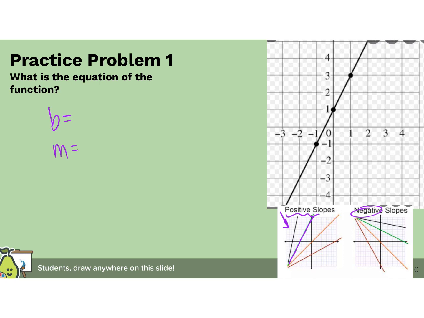Let's do b first. So follow the y-axis until you get to the graph. Boom. Where is that? 1. And it's a positive 1. So I'm putting +1 so I don't forget my sign.